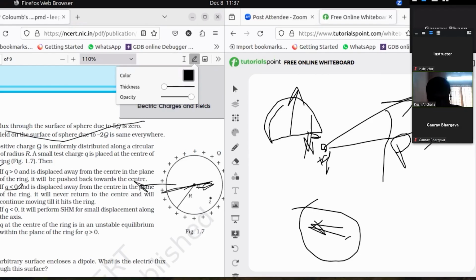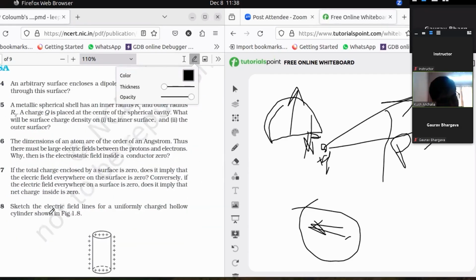So q less than 0 is a bit confusing because it will never return to the center. Actually, it will try to close this part once. It will be displaced away from the center of the ring. This one is sure. It will never return to the center. It will continue moving till it hits the ring. Yes, this one's correct. After that, this problem. These two are correct.